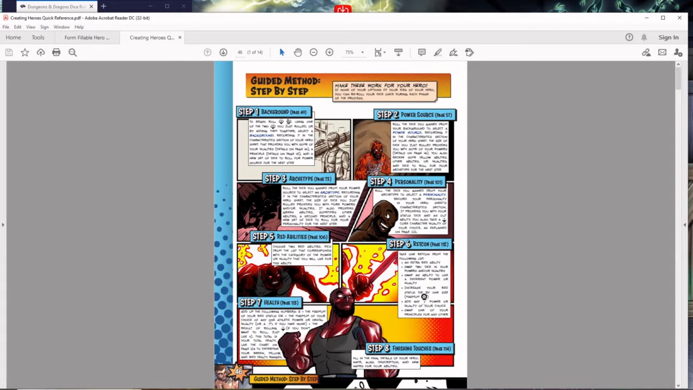And you have step 1, backgrounds. Step 2, power source. Step 3, archetype. Step 4, personality. Step 5, red abilities. Step 6, retcon. And step 7, health. Step 8 is finishing touches, which is basically the final step of most of these things.